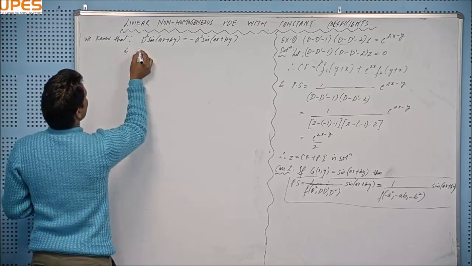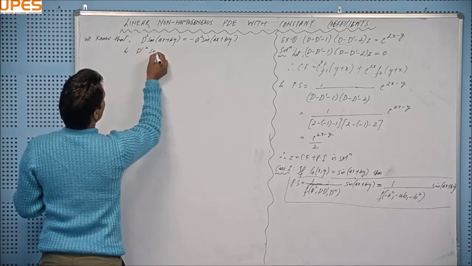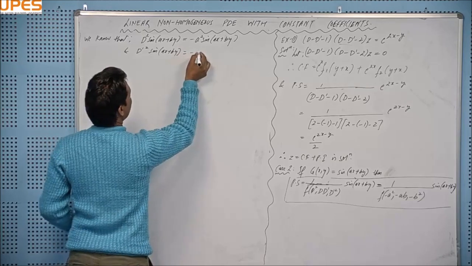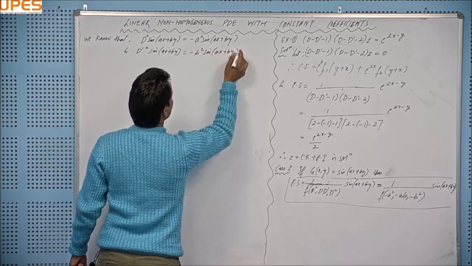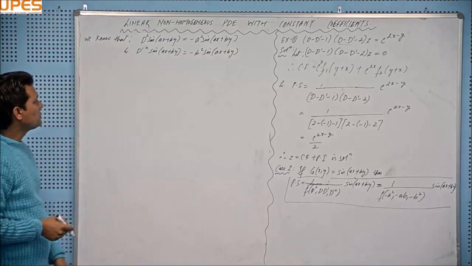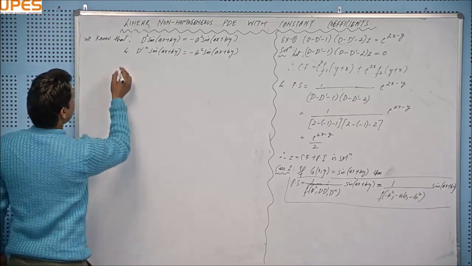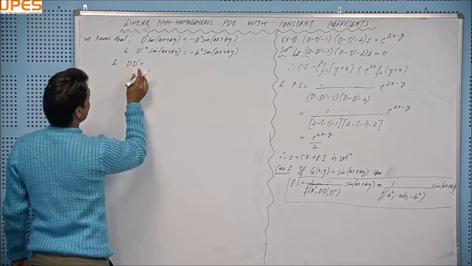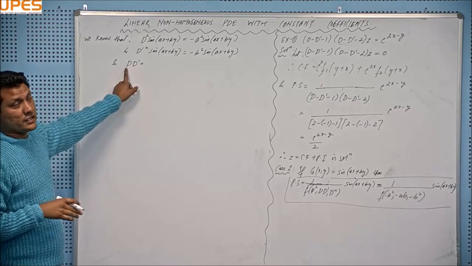And you also know that D dash square of sine of ax plus by will be something like minus b square sine of ax plus by. This is fine, right? Because with respect to y, it will be b square. Moreover, D dash means you operate first with respect to y and then the result with respect to x. You can see that.